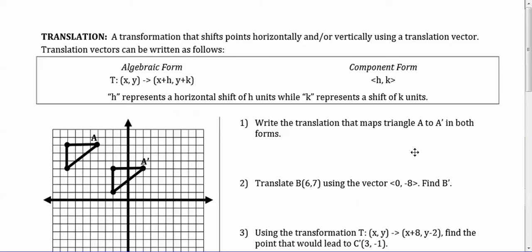Hi guys, and welcome back to part 2. So now it's time to get a little bit more specific about these different transformations you guys have learned about.